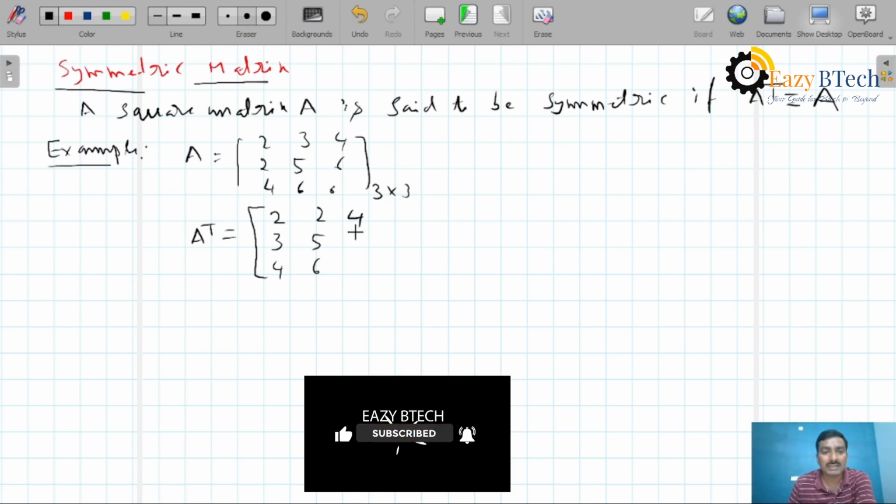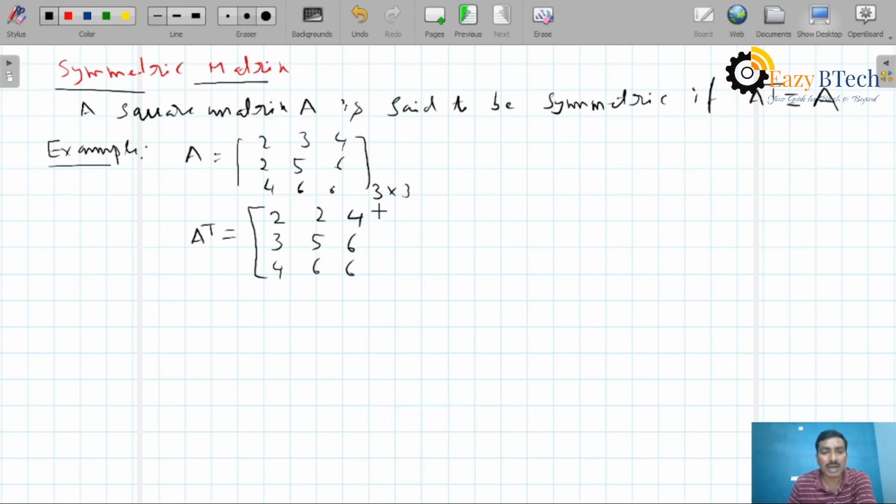After converting all the rows into corresponding columns, just observe the first row 2, 3, 4. Here also 2, 3, 4. Sorry, one small change: this is 3. See the first row 2, 3, 4; the first column is 2, 3, 4. The second row is 3, 5, 6; the second column is 3, 5, 6. The third row is 4, 6, 6; the third column is 4, 6, 6.